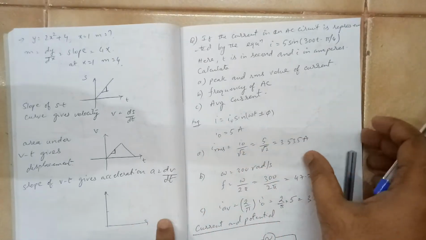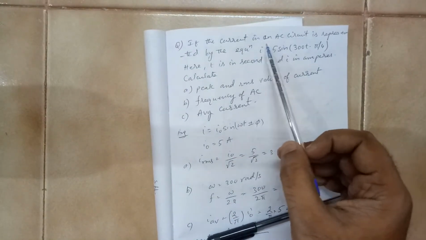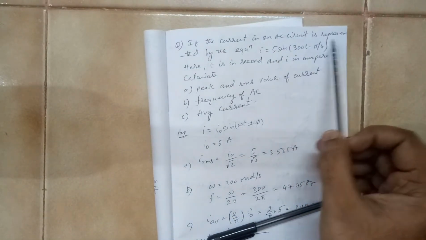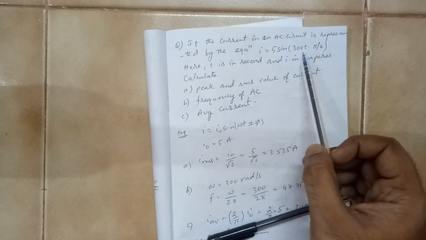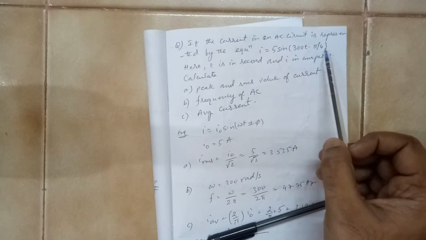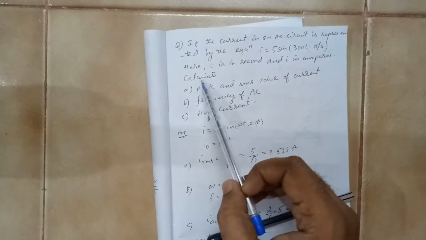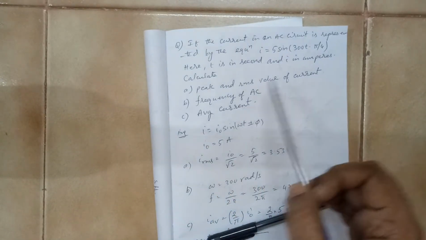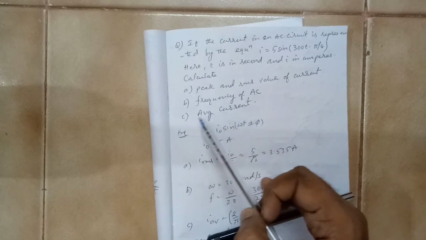Let us see an example in alternating current. If the current in the AC circuit is represented by the equation I = 5 sin(300t − π/4), where t is in seconds and I is in amperes, calculate the peak and RMS value, frequency of the AC circuit, and average current.